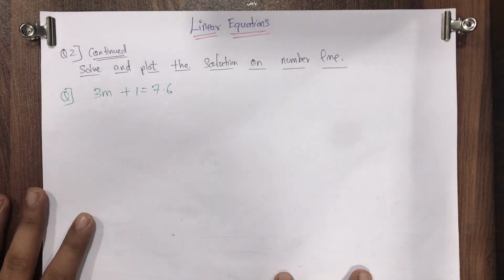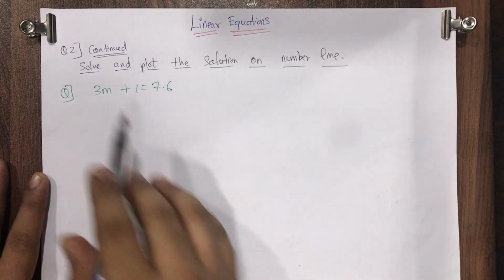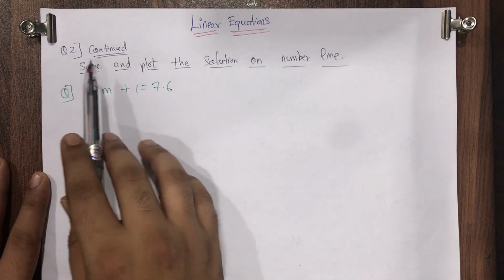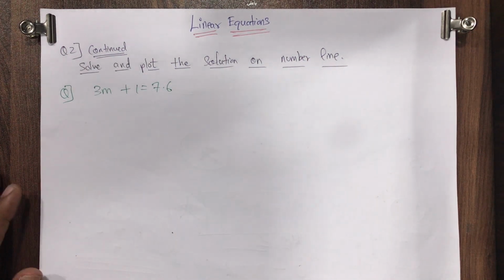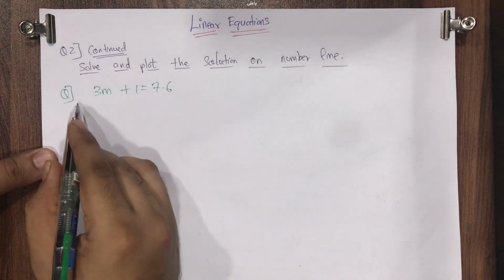In the previous lecture I solved a few sums from question number 2. Now continuing with question number 2: solve and plot the solution on the number line. It's so simple. Let's very quickly solve one of the questions.